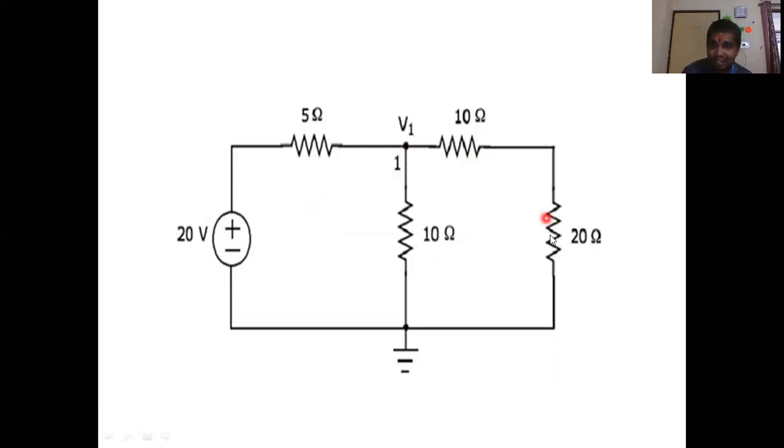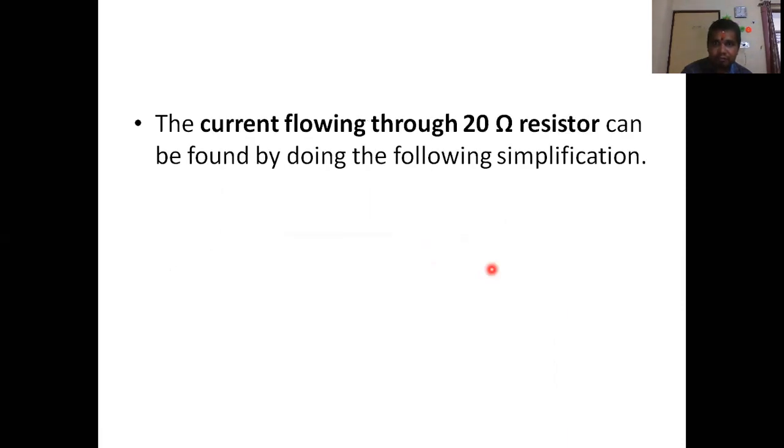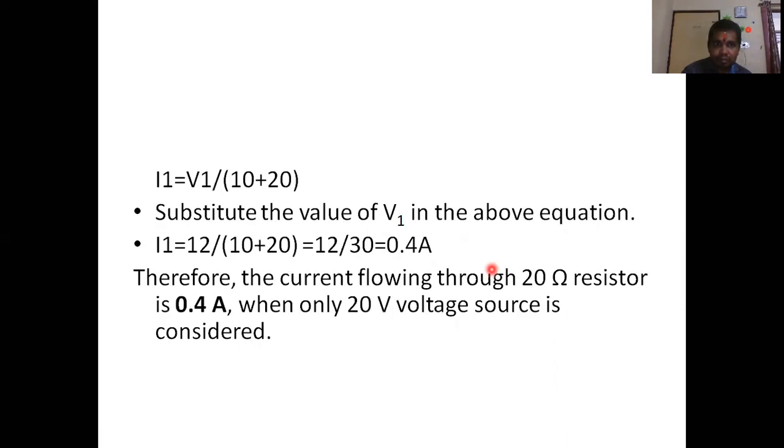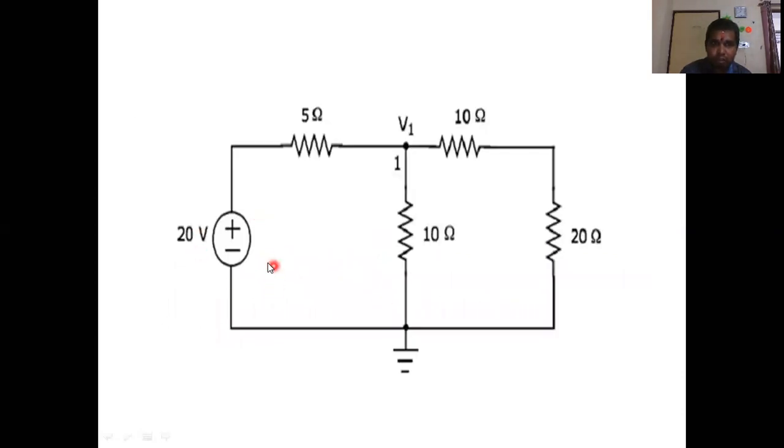So you need the current in this 20 ohm. What is the current in this branch? It is V1 by these two resistances, 10 plus 20. So V1 by (10 plus 20) will be the current flowing in the 20 ohm. Substitute V1 and you get I1 equal to 0.4 ampere. So a current of 0.4 ampere is flowing in this 20 ohm resistance due to the 20 volt source.